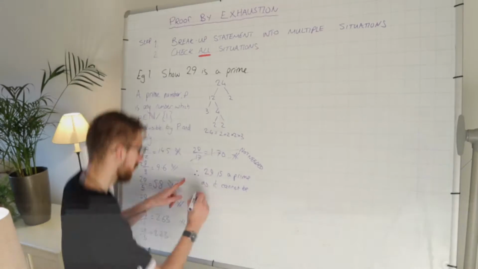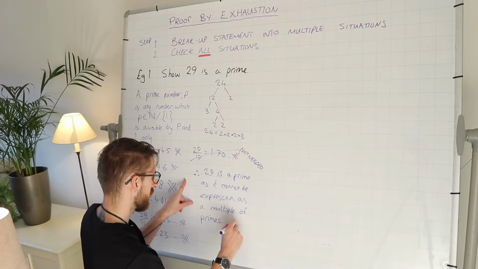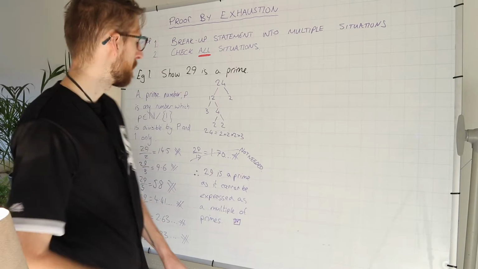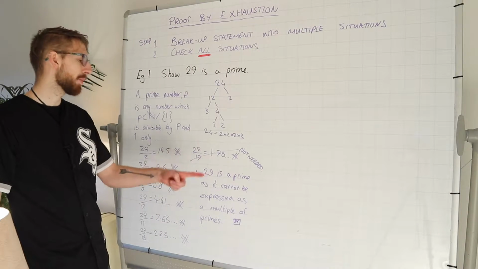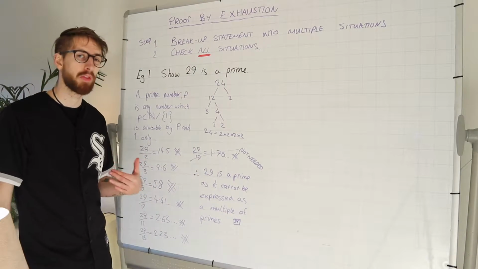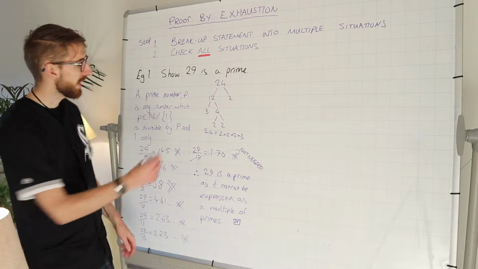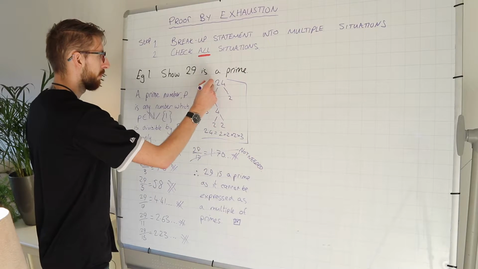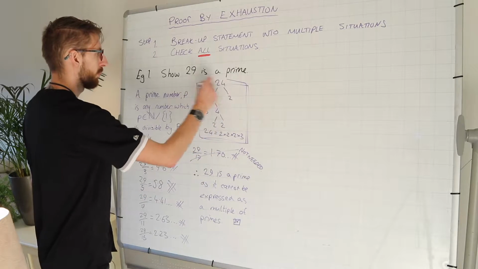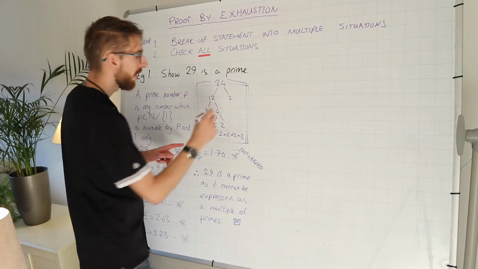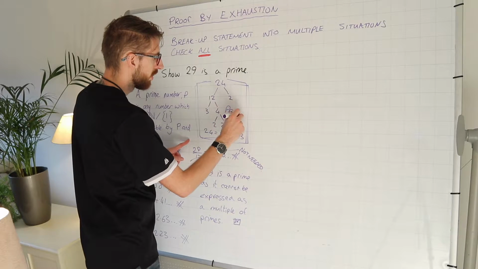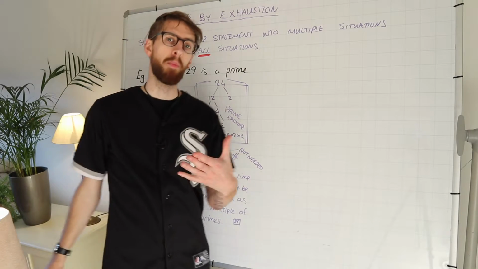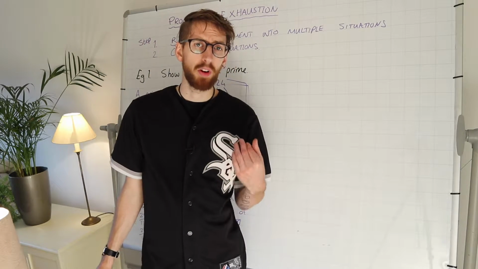as this little square means end of proof. Bam, we're done. 29 is a prime as it cannot be expressed as a multiple of primes. We've used our little tool here, this is our prime factors. Bam, done.